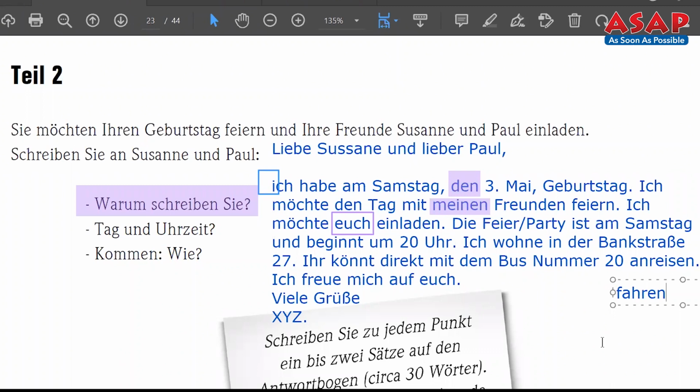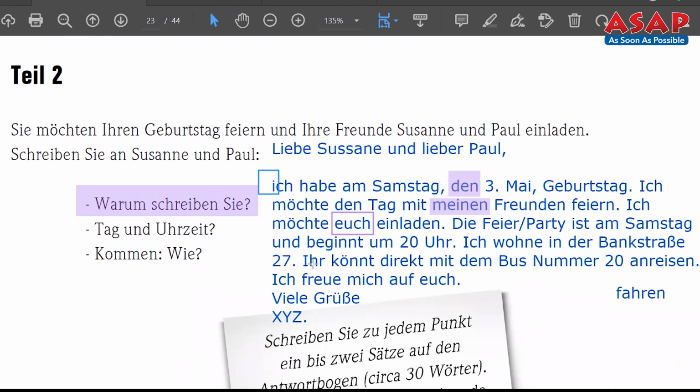Oder reisen. Okay, anreisen. Ich freue mich auf euch. I am looking forward to see you guys. Okay, that's why it is again euch. So see how I have used this part here.